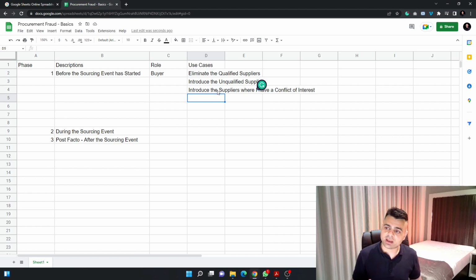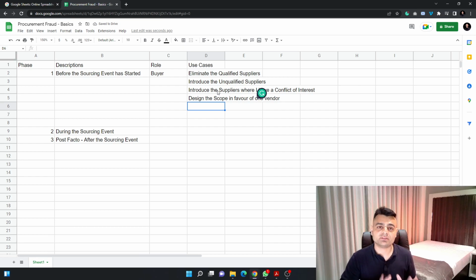The fourth thing I can do as a malicious buyer, I can always design the scope in favor of one vendor. Let me pause here because I'm trying to keep it simple just to give you enough flavor.